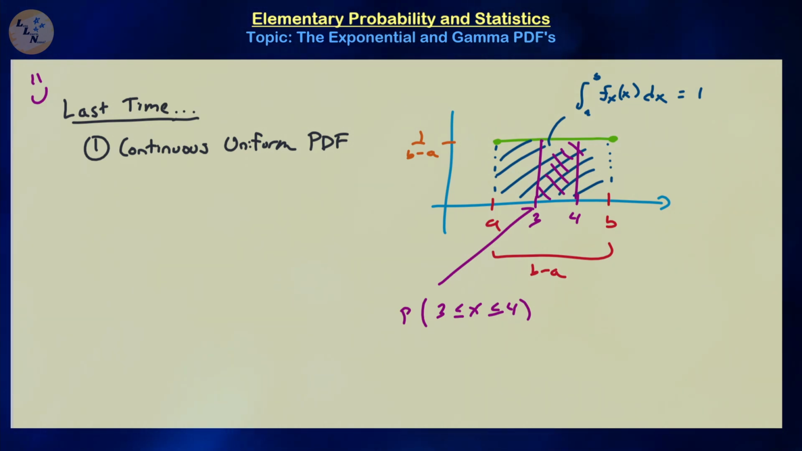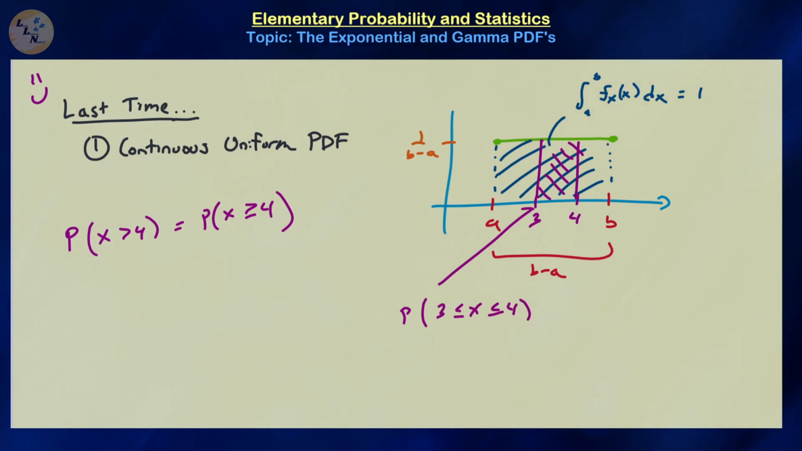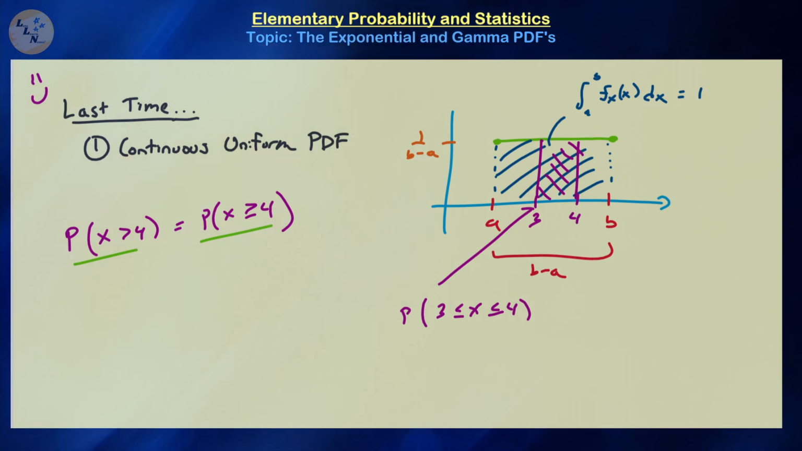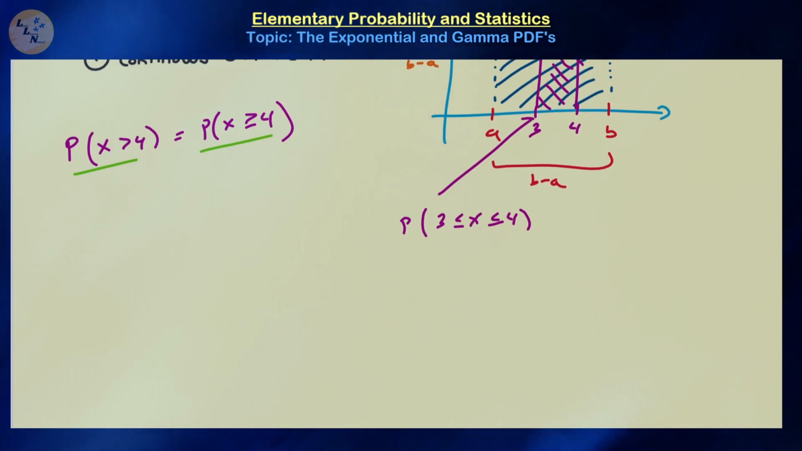So also keep in mind that for the continuous spectrum, the probability that x is greater than 4 and the probability that x is greater than or equal to 4 are equal to each other, because the probability that you're exactly equal to 4 for a continuous random variable is infinitesimally close to 0. So even though these are different problems and they represent different things, they are equal to the same number. So that's a very important thing to understand about continuous random variables.